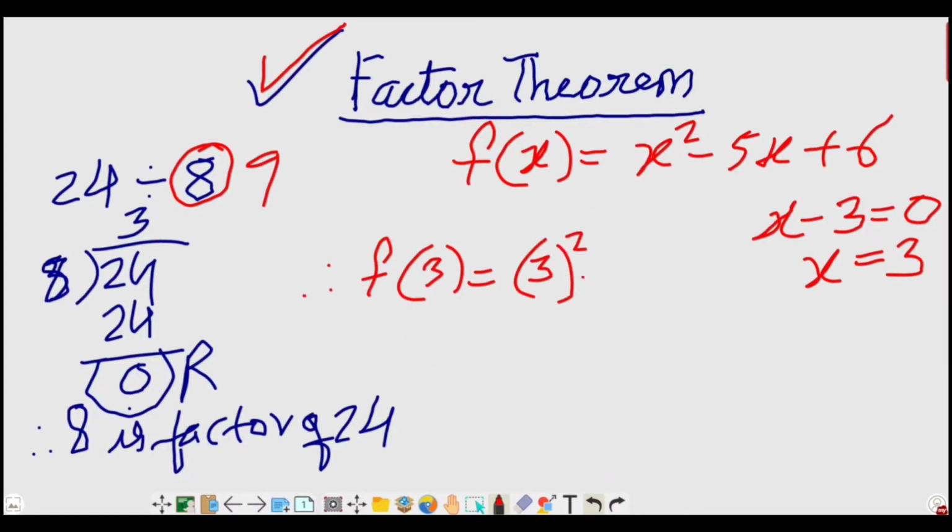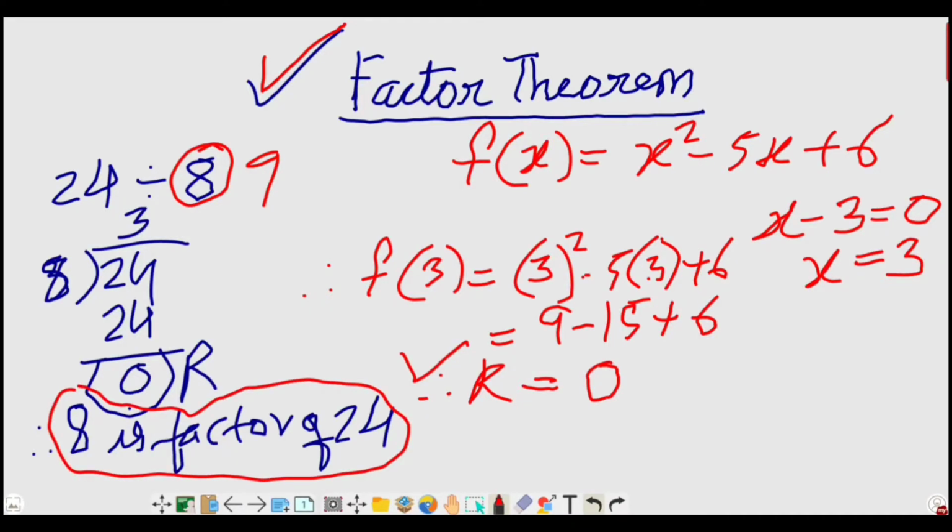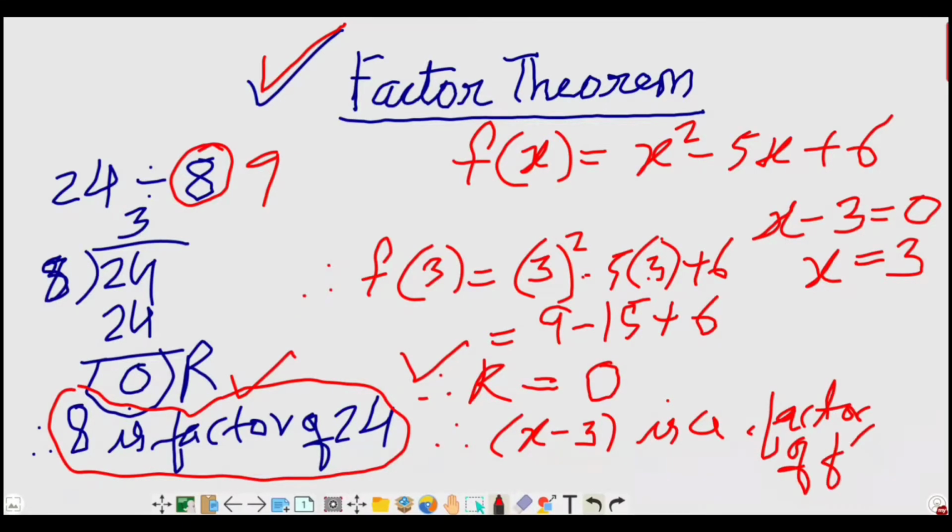So when I substitute in this, what I am getting is 9 minus 15 plus 6. So my remainder is 0. Whenever my remainder is 0, the particular binomial will be a factor. So I can conclude that x minus 3 is one of the factors of the polynomial, that is, a factor of whatever f of x I have taken. So this is the factor theorem.